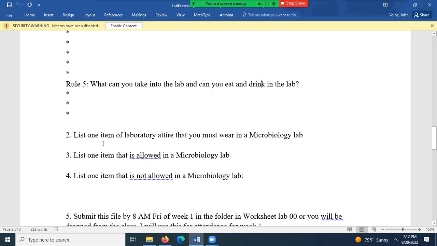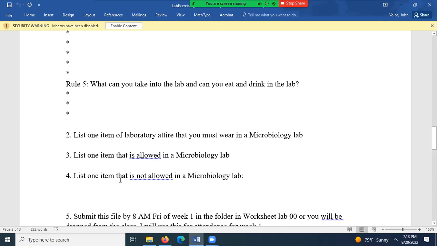And then list one item of laboratory attire you must wear in a microbiology lab. This one can be a repeat of Rule 1 or Rule 2. List one item that is allowed in a microbiology lab. And this could be a repeat of Rule 5. List one item that's not allowed in a microbiology lab. And you could put something like my Big Mac sandwich. Just trying to be a little funny. My ice cream cone, okay? There's a lot of things that are not allowed in the microbiology lab.